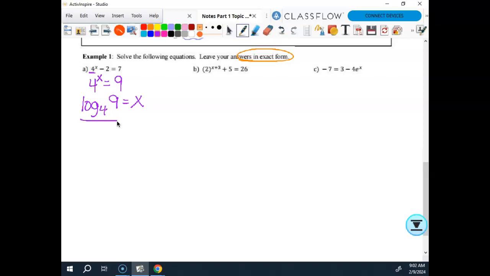All right, so let's look at B. I need to isolate the exponential, which again is this. So what's the first thing I'm going to do? Subtract 5. Good. So I'm going to get 2 to the x plus 3 power equals 21.